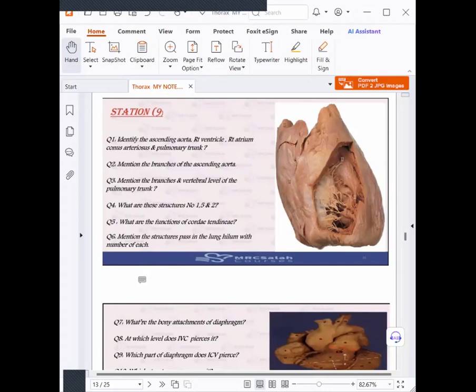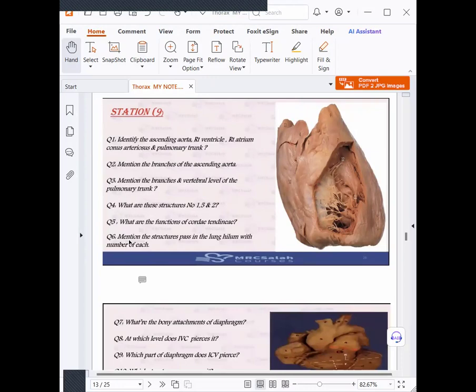What are these structures? Number 1, 5, and 2. Number 1 is the anterior cusp of tricuspid valve. Number 5 is chorda tendineae, and number 2 is anterior papillary muscle of the right ventricle. What are the functions of chorda tendineae? They prevent collapse of tricuspid valve during ventricular systole.